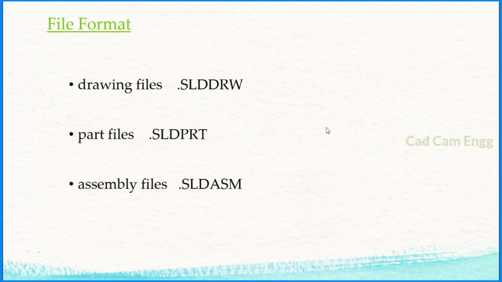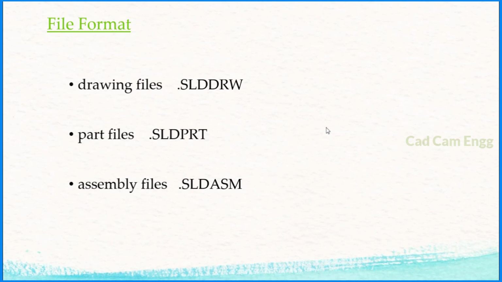Next important thing, file formats. There are a lot of file formats because we want to convert from one software to another, and at that time we use different types of CAD file formats. But SolidWorks has three major file formats. One is the drawing format, .slddrw. SLD we remember as SolidWorks, DRW as drawing.